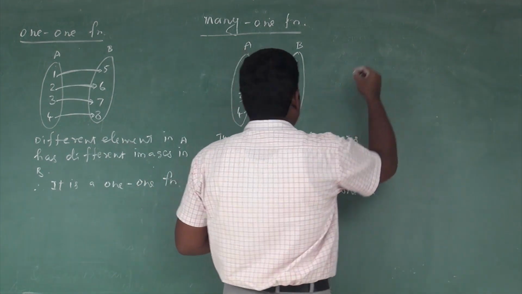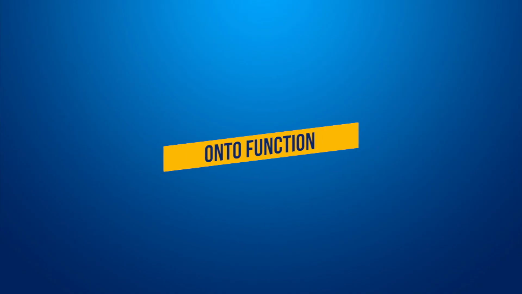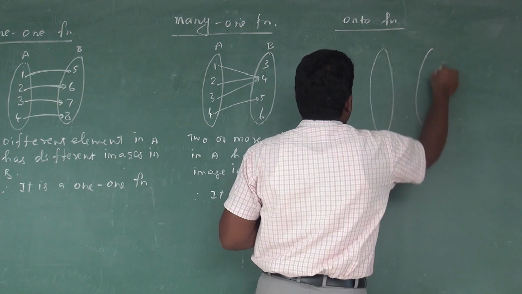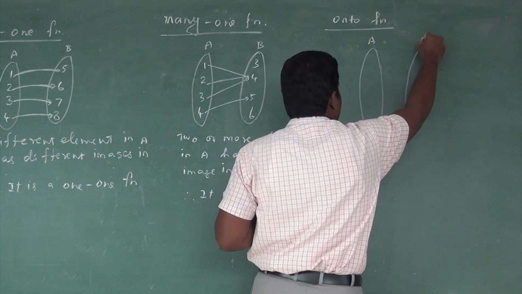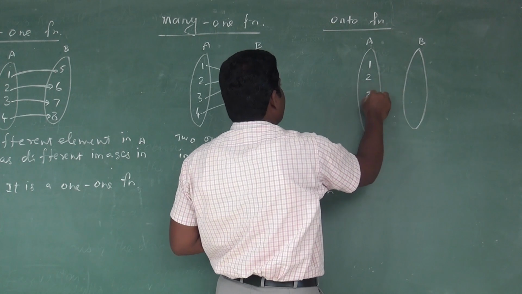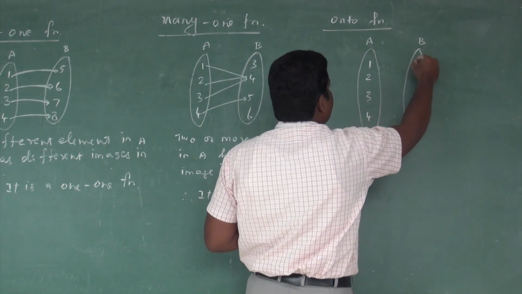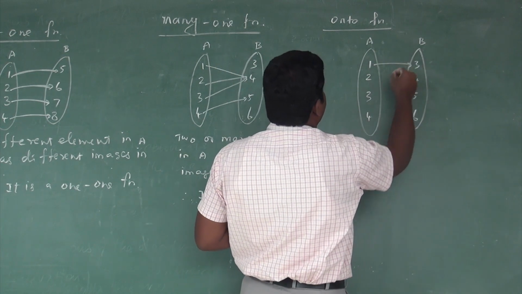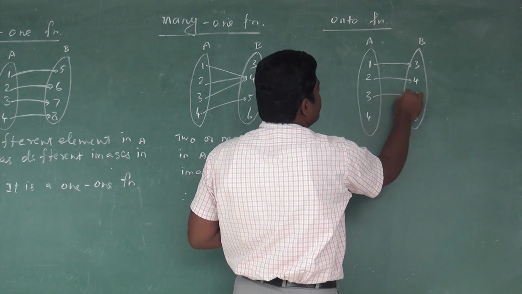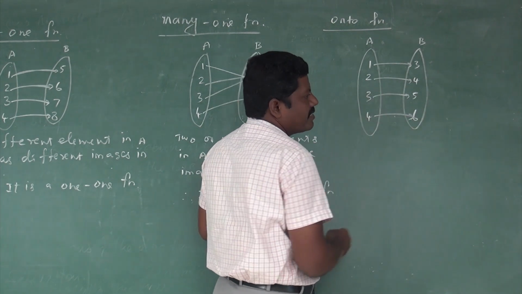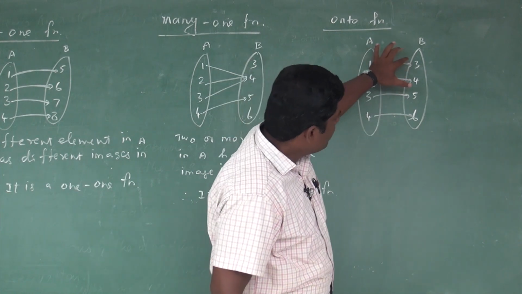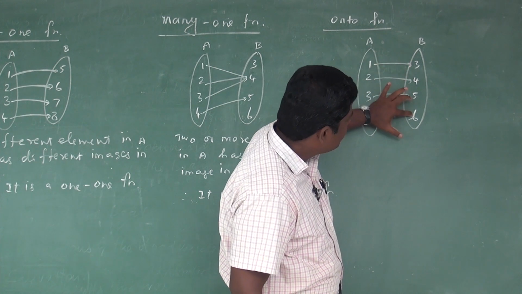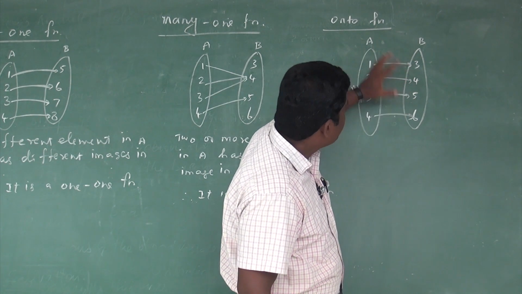Next one, onto function. You take an arrow diagram. This is the domain, this is the codomain. This is A, the codomain is B. You take some elements 1, 2, 3, 4 in A and some elements 3, 4, 5, 6 in B. So 1 is mapped with 3, 2 is mapped with 4, 3 is mapped with 5, and 4 is mapped with 6. Now you see the codomain: every element in the codomain has a pre-image, therefore it's an onto function.